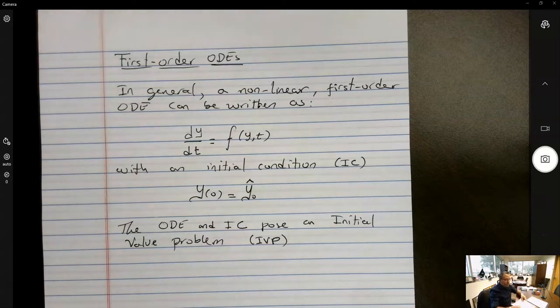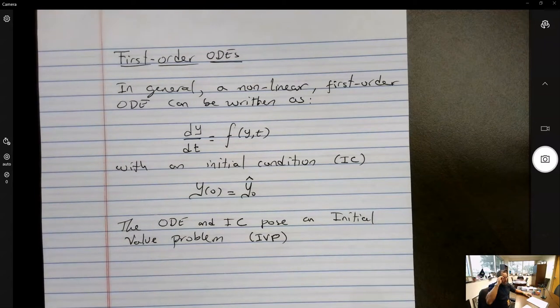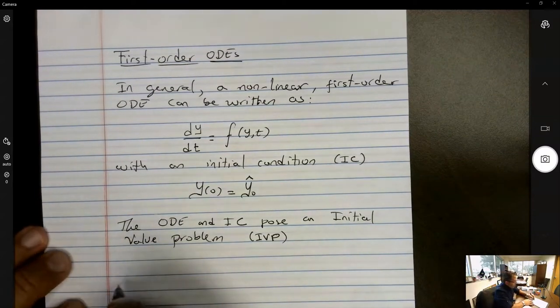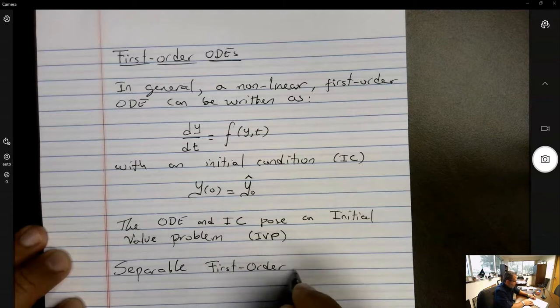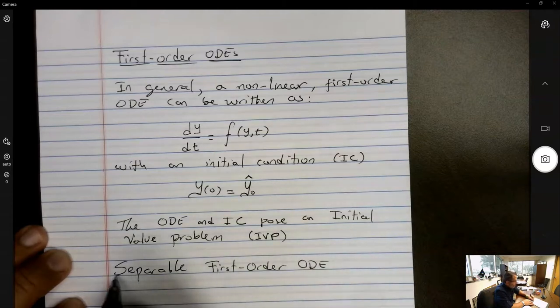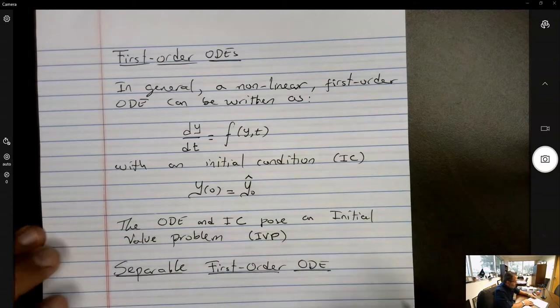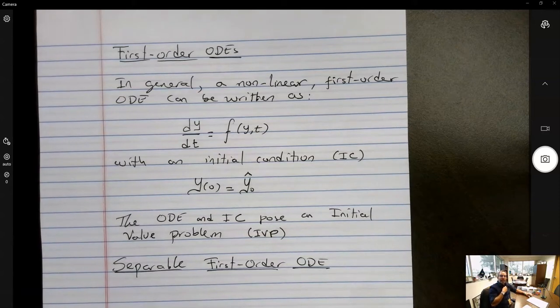So that's the general form of first order ODEs. And so let's start classifying them. Let's start with the separable first order ODE. The only reason why we classify them is because we're trying to find families of ODEs, or forms or shapes of ODEs, for which there is a method of solution.